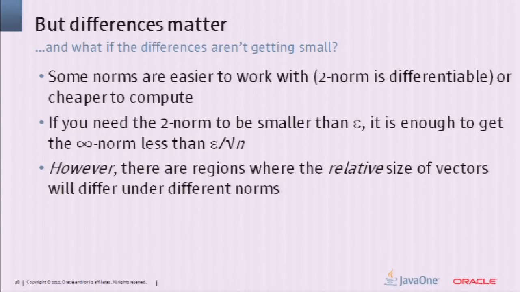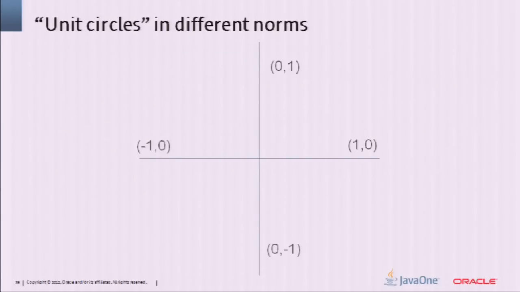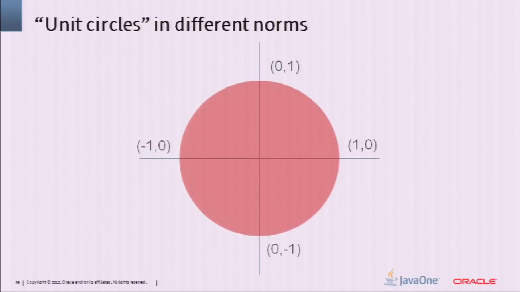Now, however, while all the norms are equivalent when they're getting small, there are regions where the different norms will give you a different answer for the relative sizes of vectors. And we'll see that in the next few slides. We can see that by looking at the so-called unit circle in different norms. So in the two norm, the unit circle is an actual circle. That is, this is the circle of vectors of size less than 1 under the two norm. So it's the square root of x squared plus y squared, which is a circle.